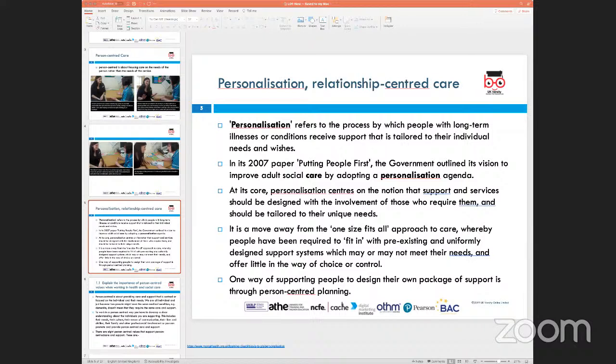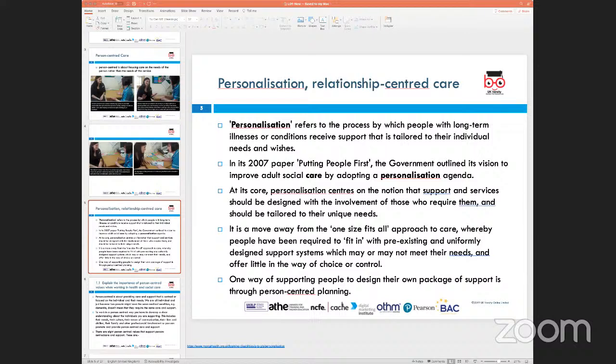So putting people first, the theory which evolved, came about with the approach of how personalized care was required to be delivered to patients, because one size fits all as a concept does not work in health and social care.